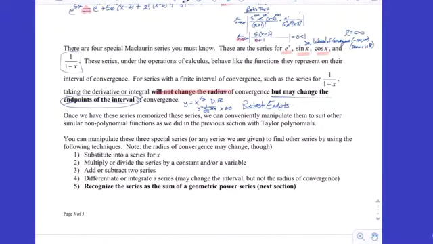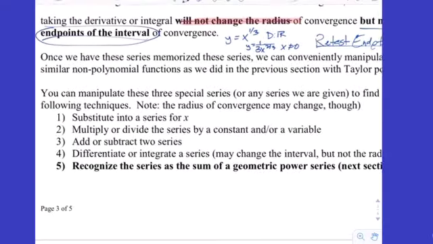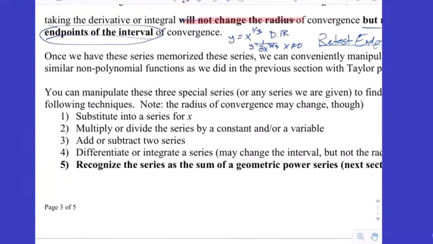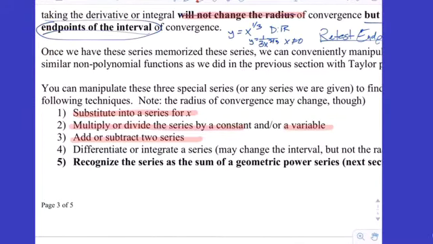Now that we've memorized those, here's what we can do. We did a little bit at the end of the previous section. We can substitute into a series for x, like replacing x with 3x as long as the center is the same. We can multiply or divide by a constant, like multiplying through by a 4, and we can even multiply through by a variable like x. We can even add or subtract two series.